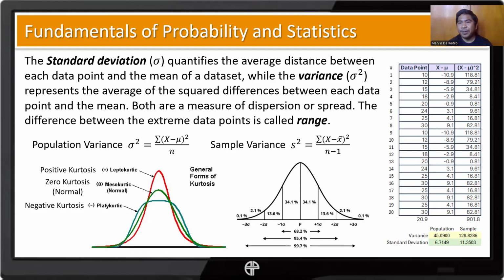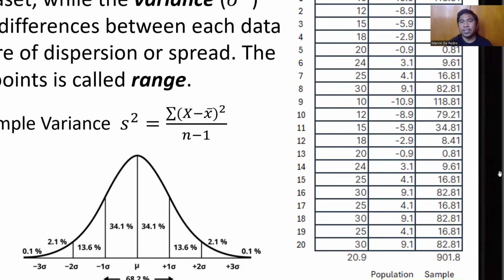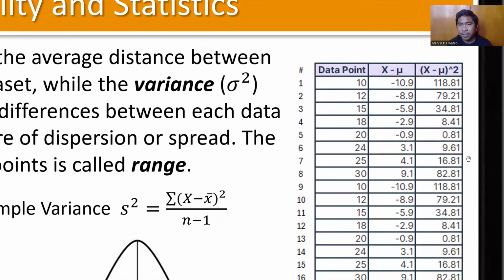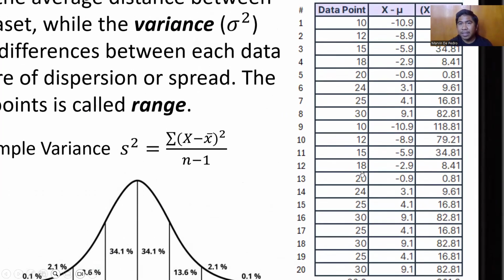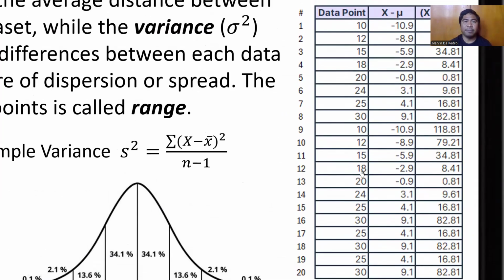Okay, so for example, let's take a look at this data set first. We have these data points, the lowest of which is 10 and the highest is 30. So if we are asked to find the range, we just subtract 10 from 30. So 30 minus 10, that's 20. So the range here is 20.